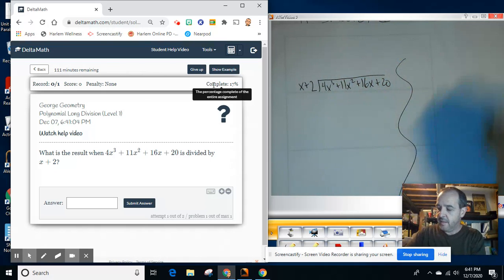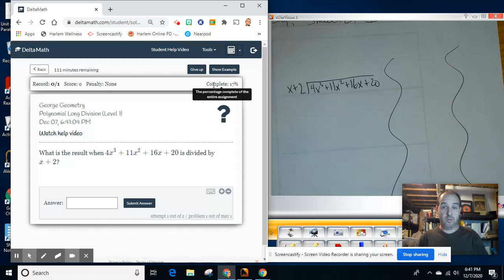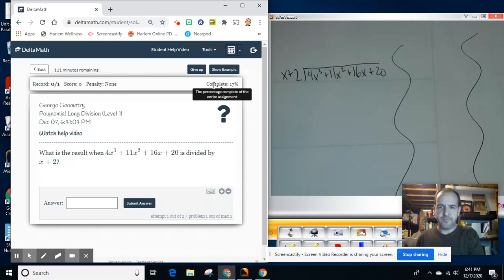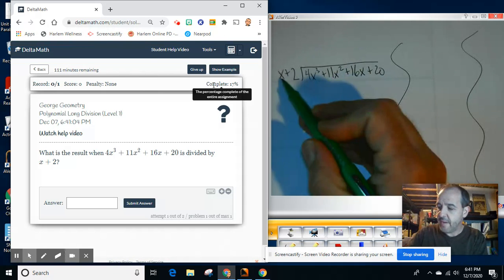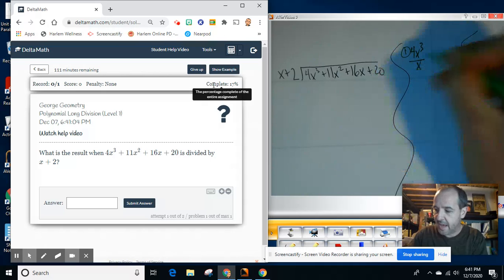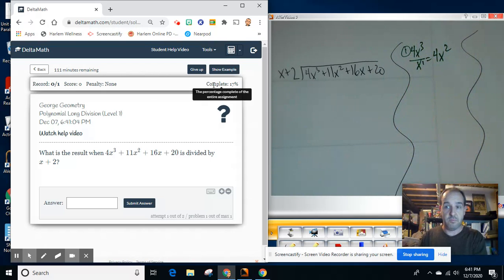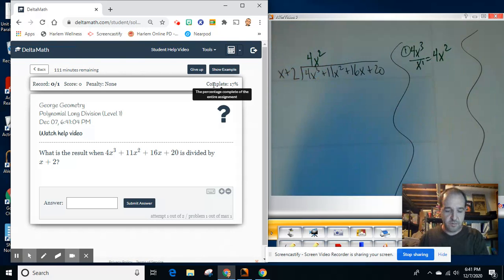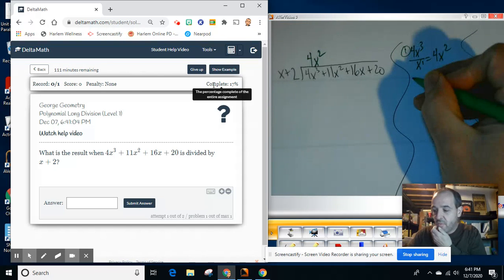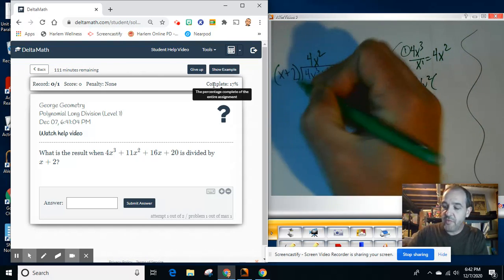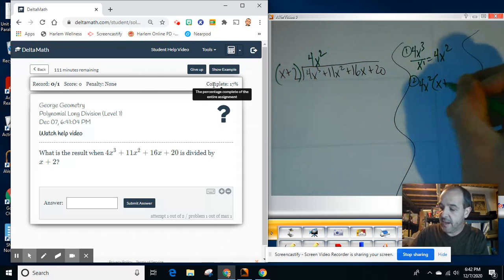Okay, this is when we were doing our side work. These were the ones, let me zoom in a little more here, where we did first term divided by first term first. 4x cubed divided by x. And whatever we get for that answer, that goes up here first. And then whatever answer we got from number 1, that's what we're going to multiply times our divisor.